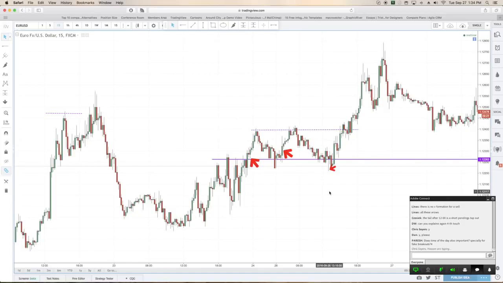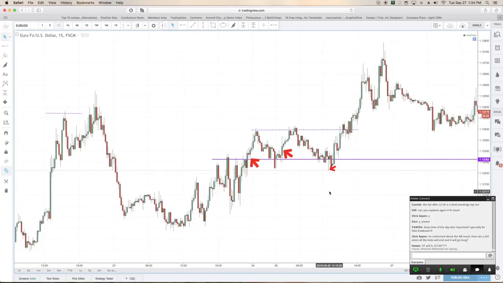Okay, this time of day is also important, especially for fake breakouts. Paresh, no, the time of day will automatically fit in. If there's a range and a breakout is happening, the breakout is happening because the markets are active. So generally you're going to be in a hot session when the breakout happens.